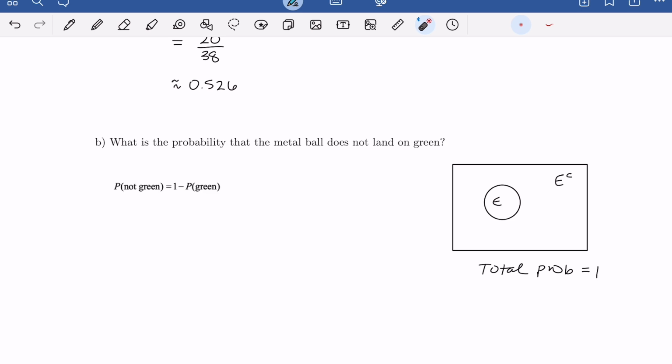So if we want to find the probability that the metal ball does not land on green, so everything here on the outside of this circle, we're just going to take the entire thing minus the probability of everything here. So we know that the probability that the metal ball lands on green is 2 out of the 38 slots. So the probability that it doesn't land on green is going to be 1 minus 2 out of 38, which gives us 36 out of 38 if we get a common denominator, which is approximately 0.947. So that would be the probability that the metal ball does not land on green.